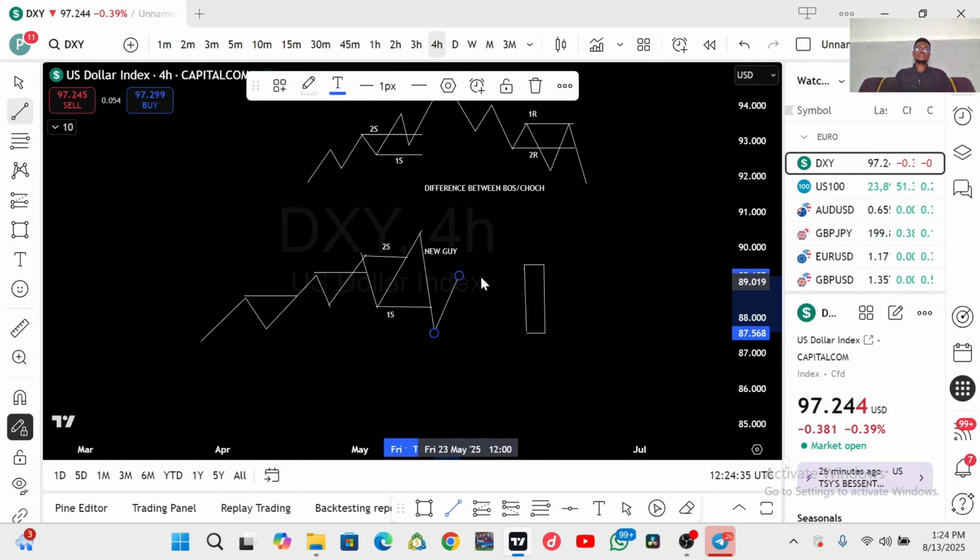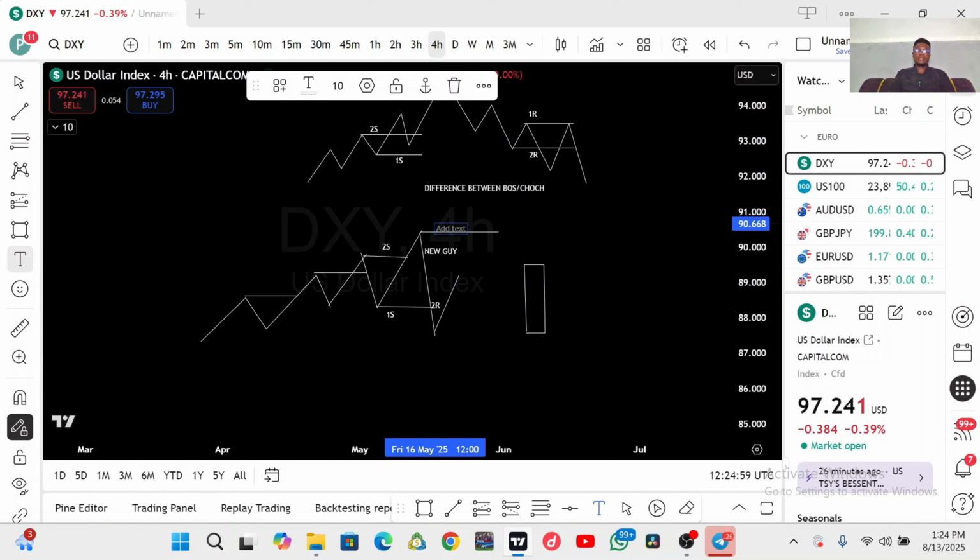Now, why does price have to tap into this zone? Do not forget, if this becomes our new resistance, that means this place becomes our first resistance protected. That means we're having one area, then we're having what? This guy becomes our 2R.